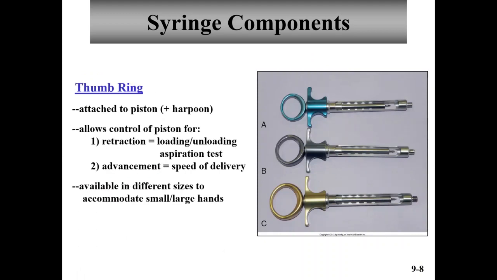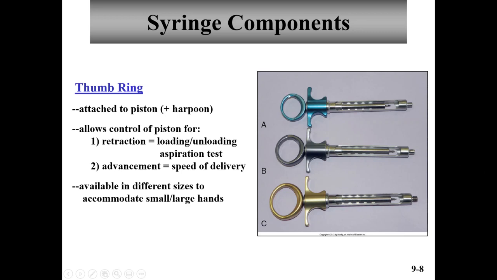The thumb ring attaches to the piston, and the harpoon's here at the terminal end of the piston. It allows you to control that piston and the spring within the gear, within the finger grip, so that you can retract when you're loading and unloading the cartridge, as well as for aspiration. It also allows you to control how quickly you're emptying the contents of that carpule into the tissue. So by putting pressure on that thumb ring, it will advance the piston, which expels the local anesthetic.